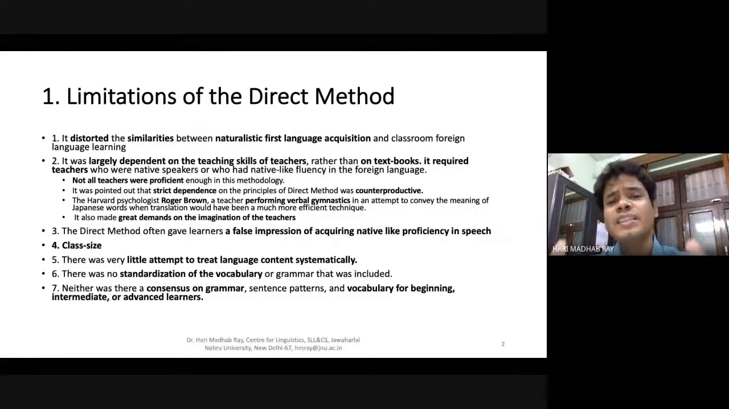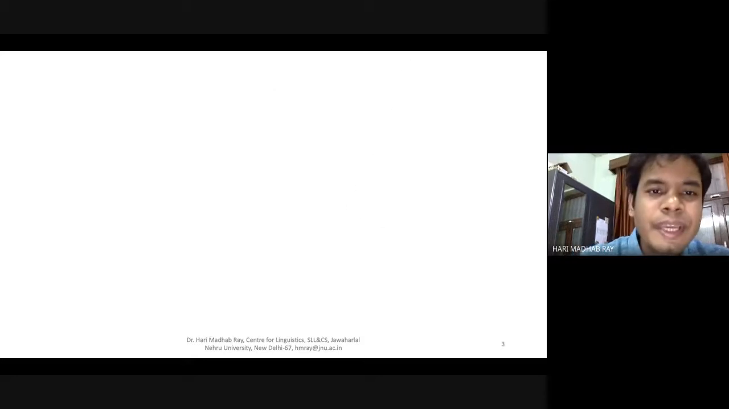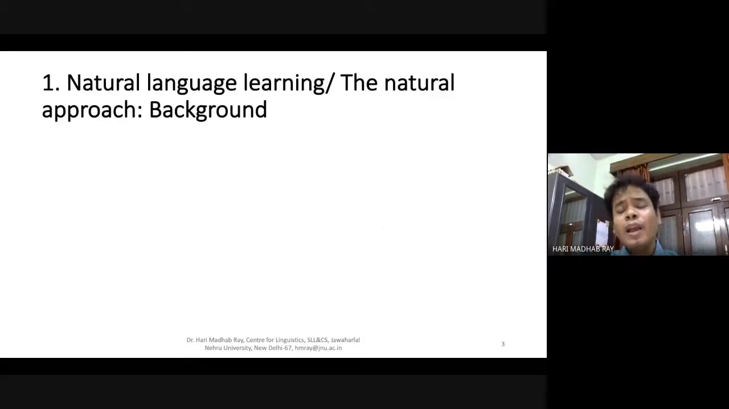Okay, so these are some of the limitations. I think mostly we discussed these in the last class, and since I'm making a PowerPoint presentation, I'll note down those things and show it to you. I think this is clear to you. Okay, and now what happened?